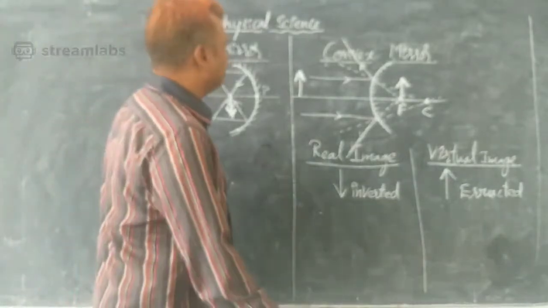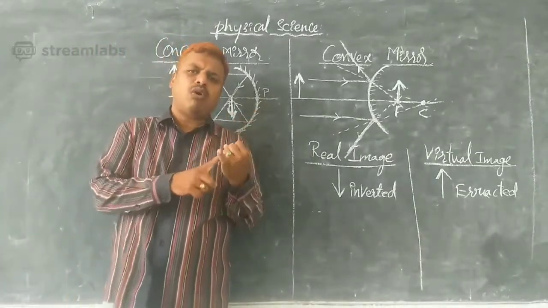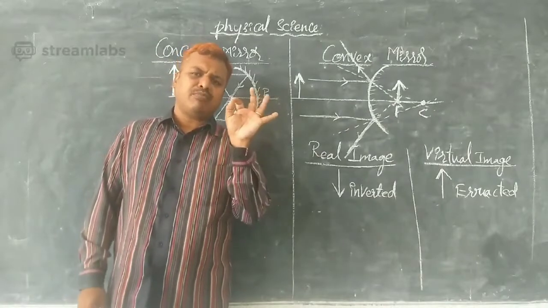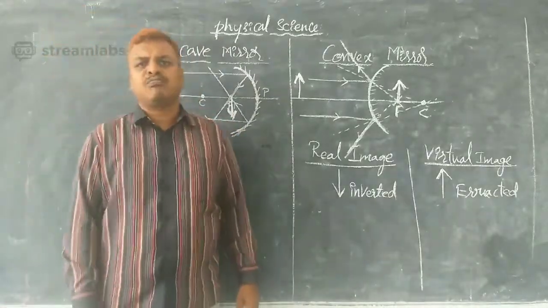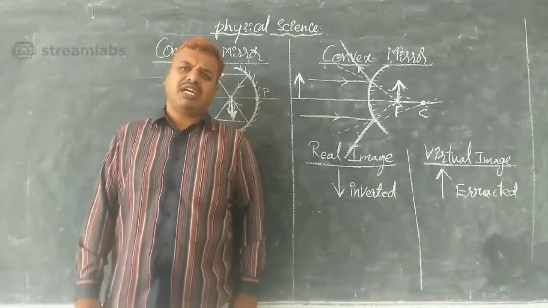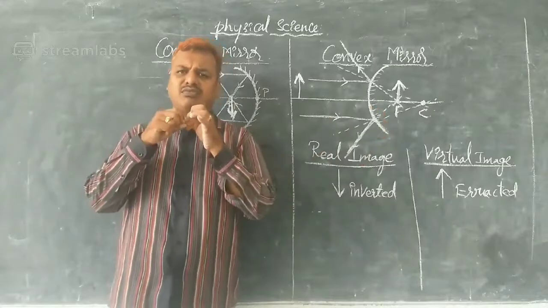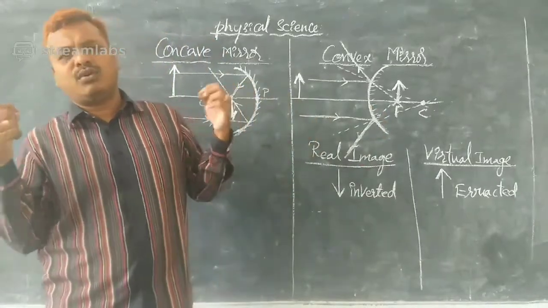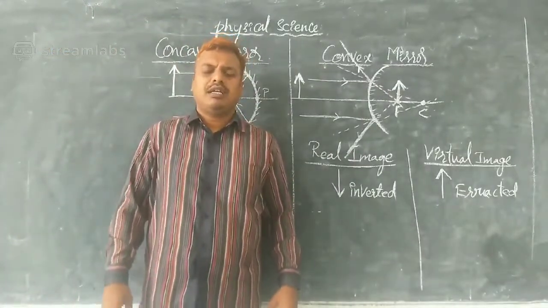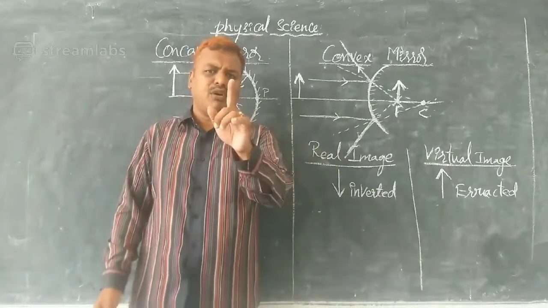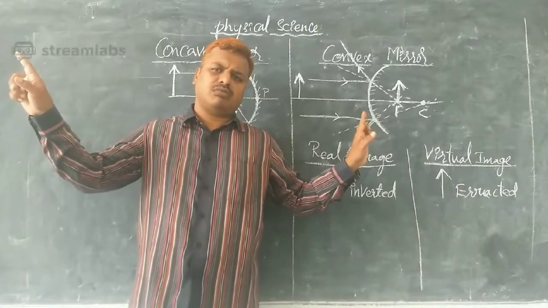In last class I told you about important terms. One is pole. Pole is nothing but the center point on the surface of any given reflecting surface. On a reflecting surface, one point we take. From that point we have an axial line going through it, and we take that point as pole. Anywhere, but one point we take as pole. Once we take it as pole, from that point the axial line will go.